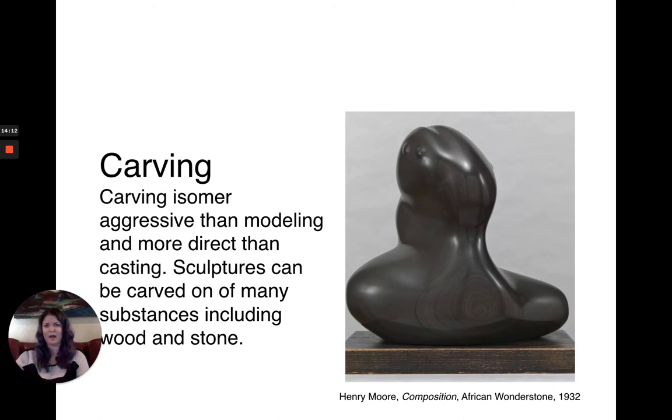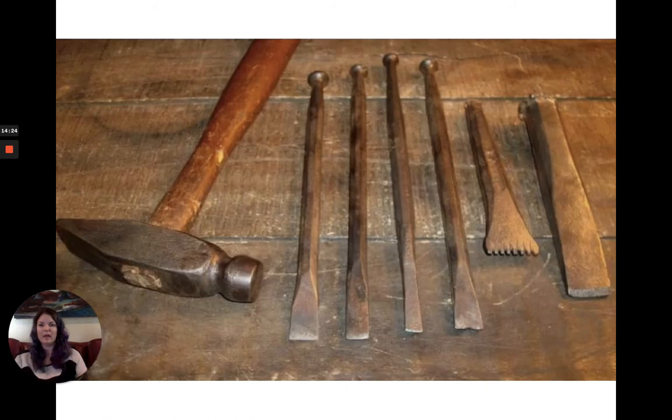Here's a piece by Henry Moore, who's a very famous modernist sculptor. And so this is one of his works that is carved out of African wonderstone. And here's some carving tools. So these are chisels and a hammer. There's different kinds of chisels to get different kinds of textures.